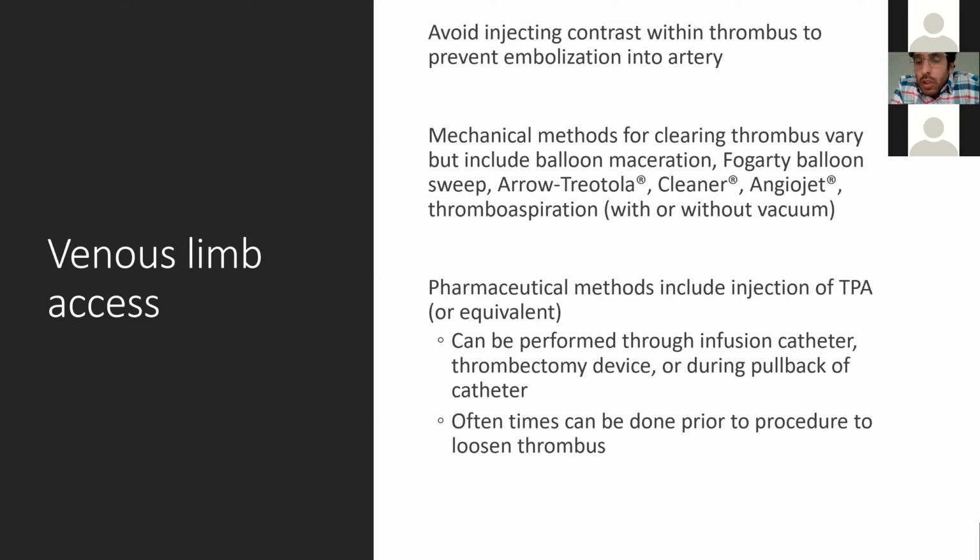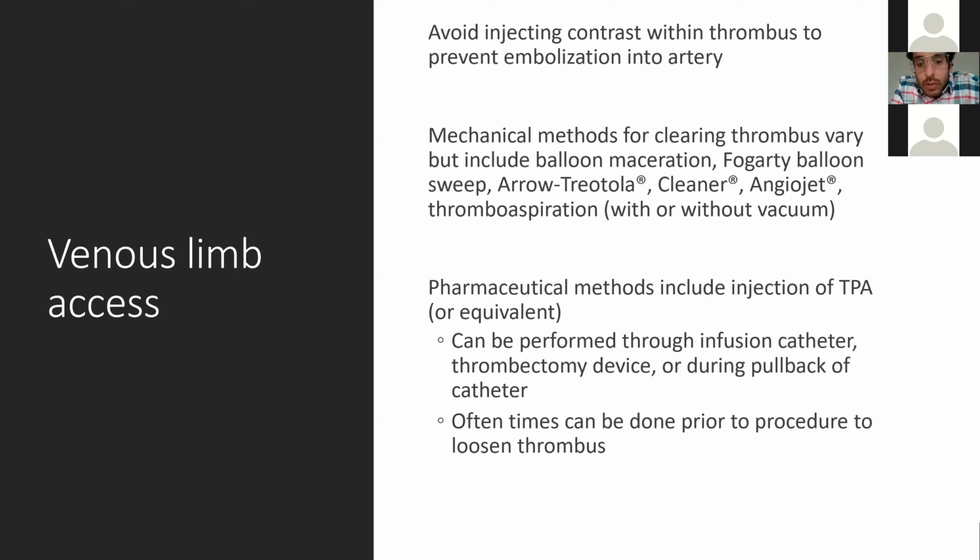You can use a Teratola, you can use a cleaner, you can use an AngioJet, you can use thromboaspiration. There's a lot of different devices that you can use. But in addition to mechanical, you also have these pharmaceutical methods. So you can inject tPA or equivalent. And again, there's different ways that people do this. You do it through an infusion catheter.